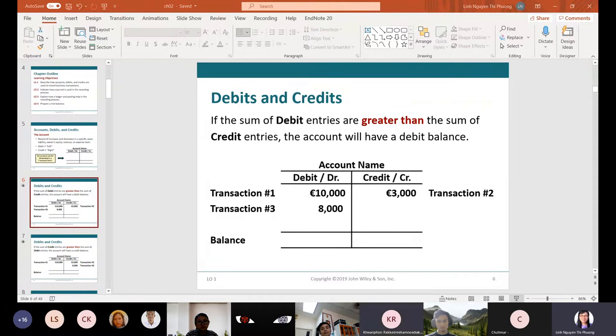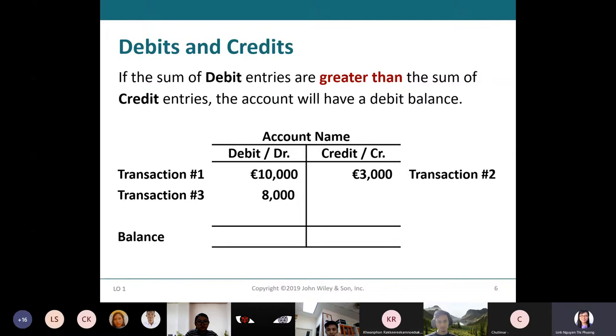Okay, now look at the account. We have debit on the left side and credit on the right side. So if the sum of debits in the many transactions is greater than the sum of credits, then we will have a debit balance in that account. So what you do is take the sum of debits, here 10,000 plus 8,000, and minus the credit, and that will give you the balance of the account.